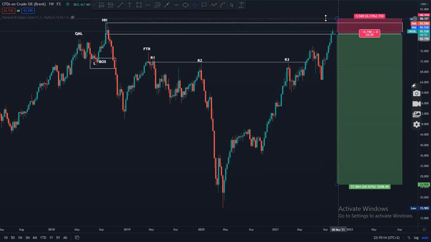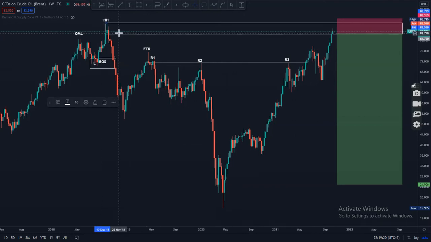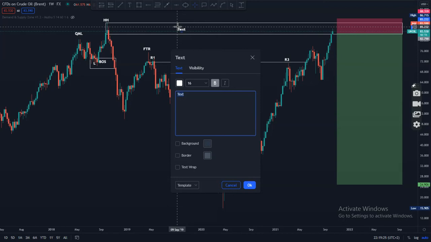Yeah, and the stop loss is just going to be slightly above the higher high. Okay, and we do some labeling. So this is a rally based drop supply zone.